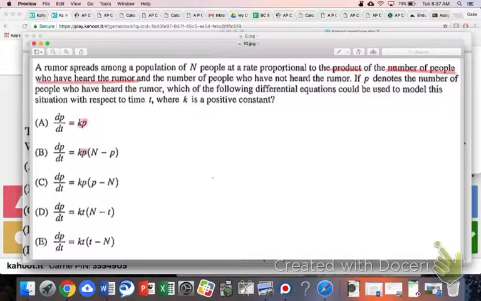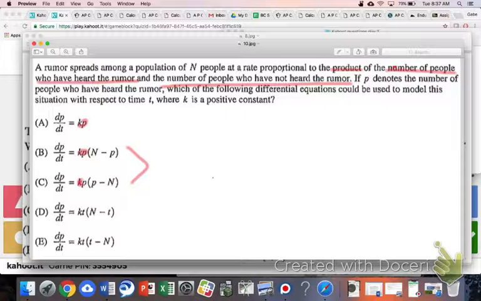And so if you notice, these first three have Kp, right? So it's going to be Kp times something. So the product of Kp and the number of people who have not heard the rumor. And so this comes down to either B or C. How do you decide whether it's N minus P or P minus N?